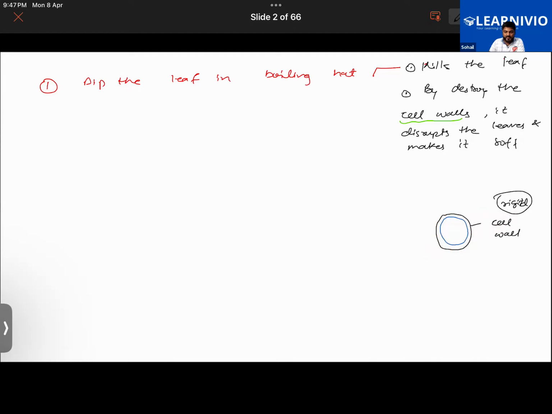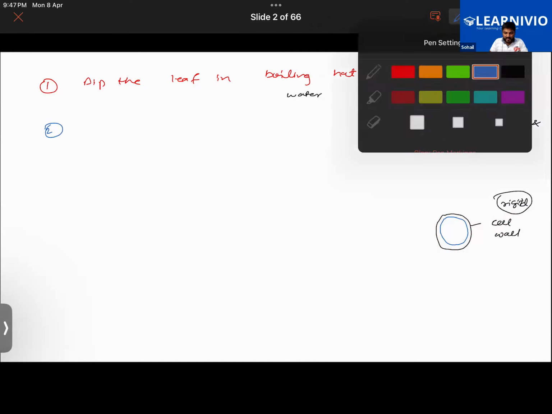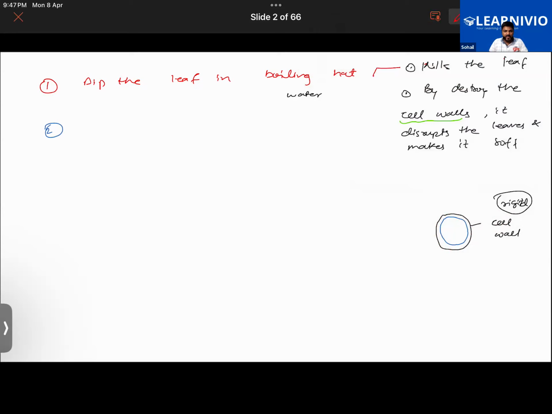Yes. So thereby dipping the leaf in the boiling hot water kills the leaf and makes it softer. Next, carefully you will be placing this in an alcohol solution now. So now you will be boiling it in alcohol, and boiling it in alcohol decolorizes the leaf. So you boil the leaf in alcohol.